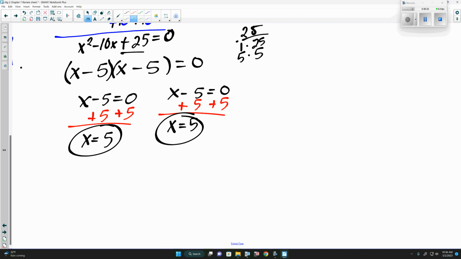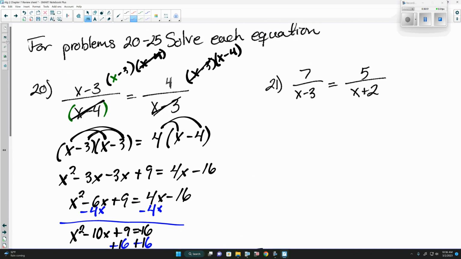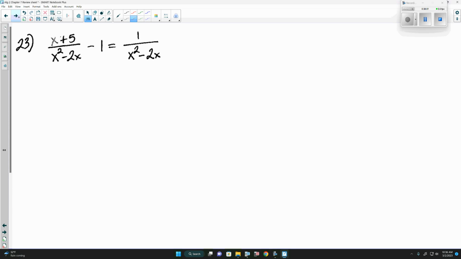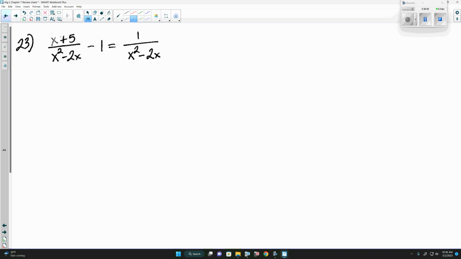Any questions on any of this here? Any questions on anything we've done so far? Are you ready for the next one? Now, 20 and 21 are going to be the exact same thing. We're going to solve them the exact same way. Any questions on 23, 24, or 25?